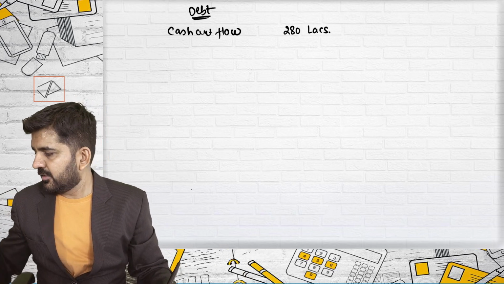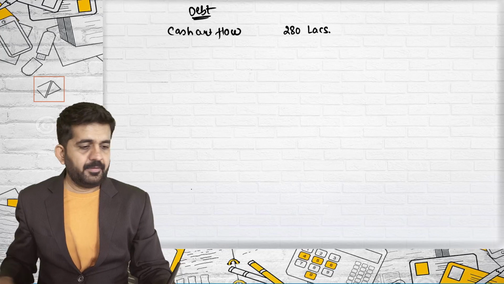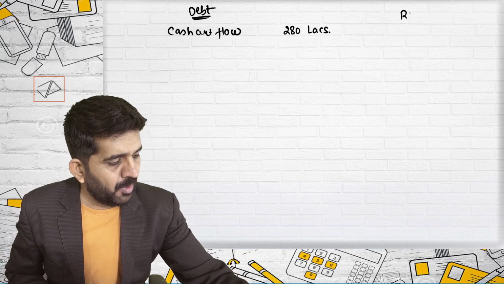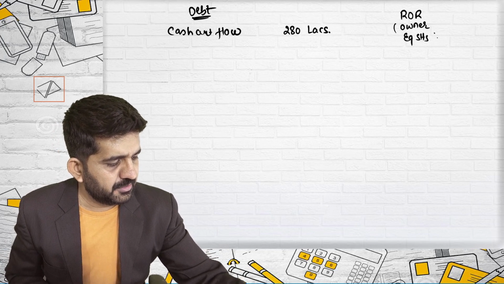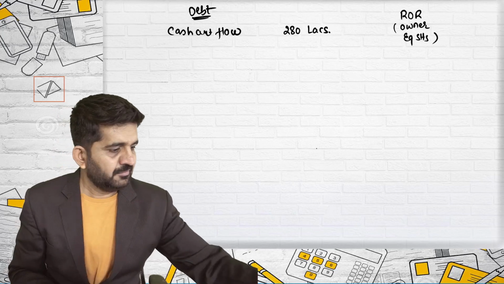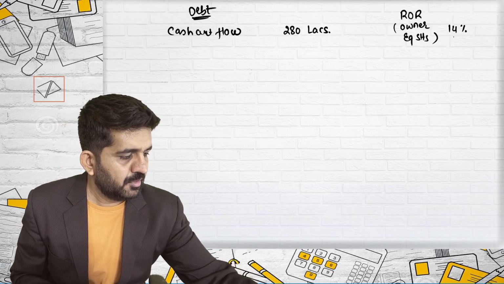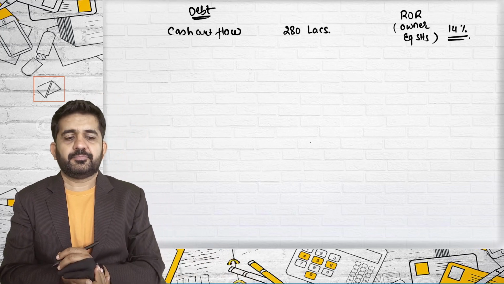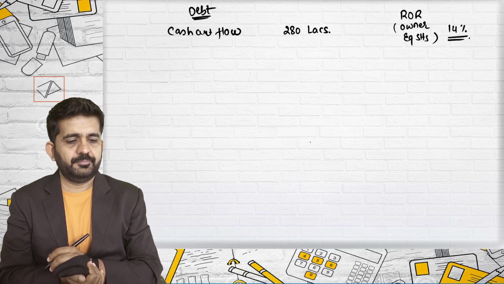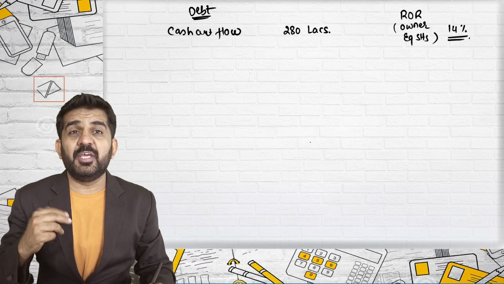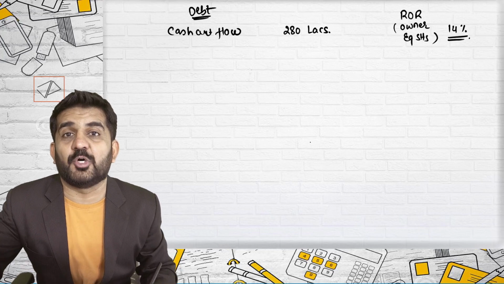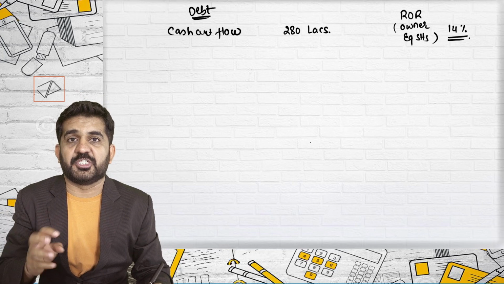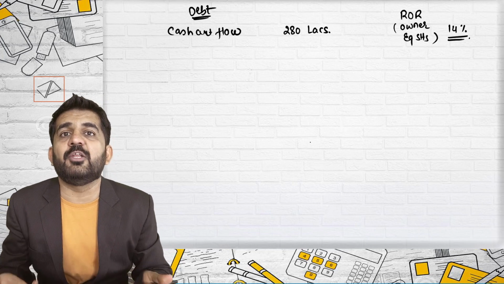What is the required rate of return of owners, that is equity shareholders? It is 14%. It is of equity shareholders. I am not saying it is of the person who is evaluating the project. Debenture holders are not evaluating the project. The owners are evaluating the project.